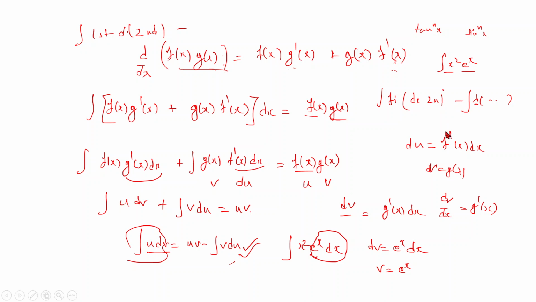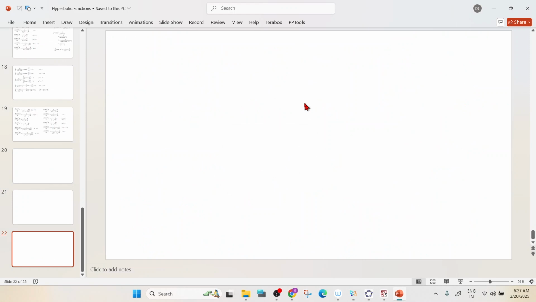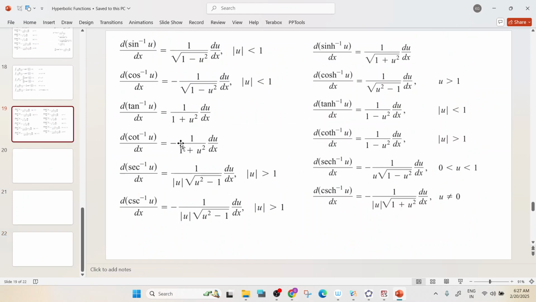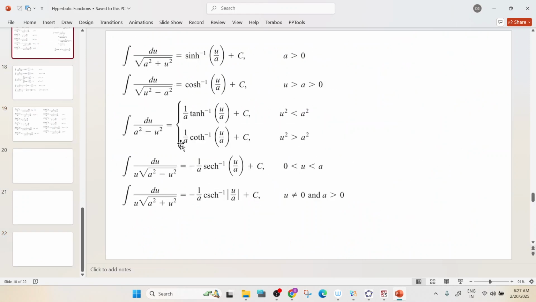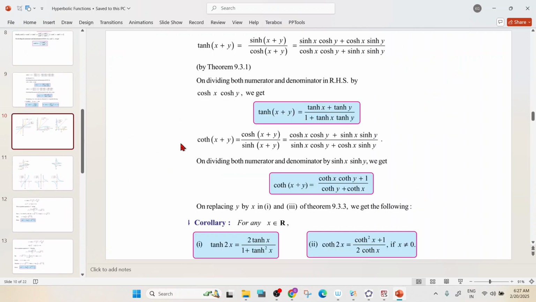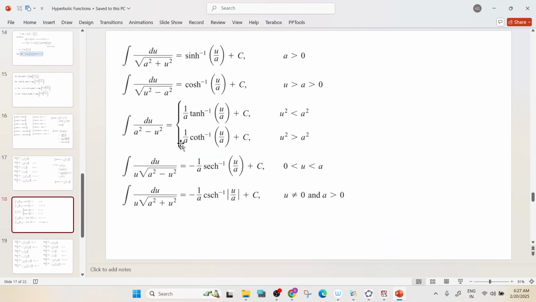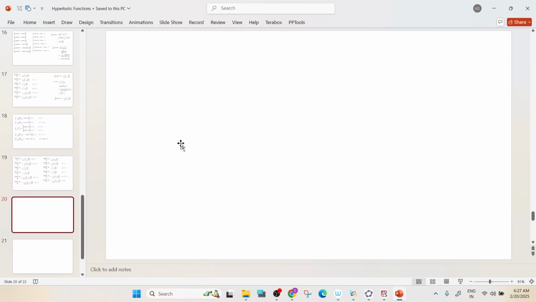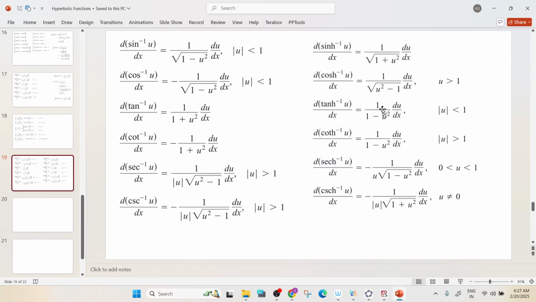So please do some questions on this. Do some of these by parts questions, and at the same time do all these derivatives of hyperbolics once again. You should be able to immediately recognize whenever you get a function like this, whether this is this, whatever. All derivatives and all integrals of all trigonometric and hyperbolic functions.